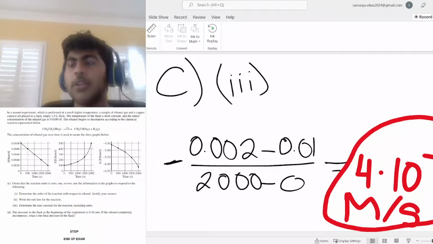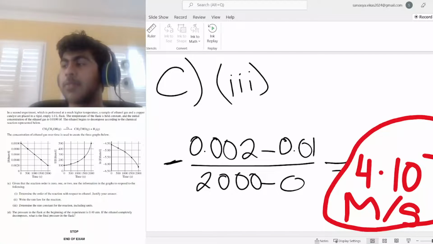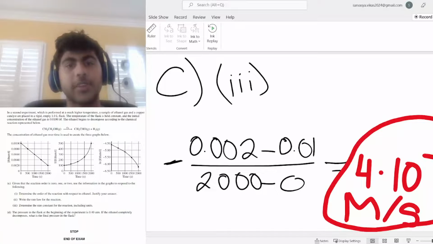Let's move on to our last part. Pressure in the flask at the beginning of the experiment is 0.40 atmospheres. If the ethanol completely decomposes, what is the final pressure in the flask?